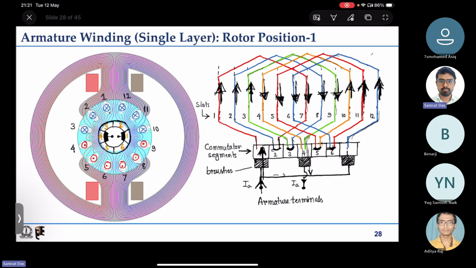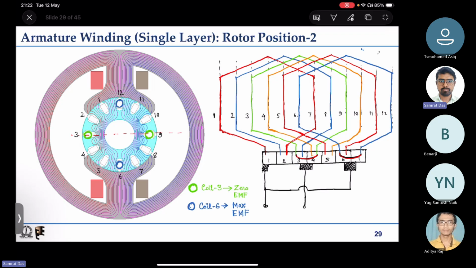So Ia by 2 is coming from this green one, the other Ia by 2 is coming from this orange one. Both of them will be collected by this brush, and that will be sending the total Ia. So that is about this rotor position where no commutation is happening.